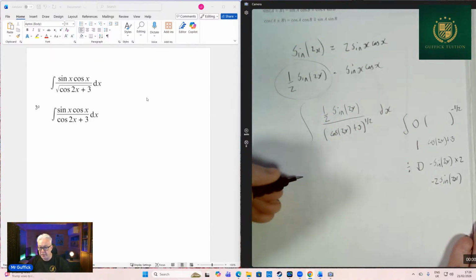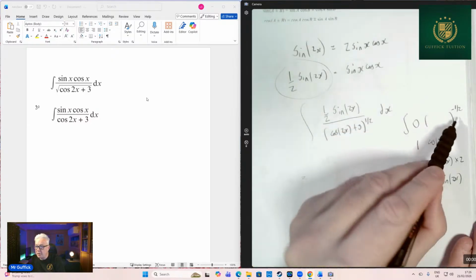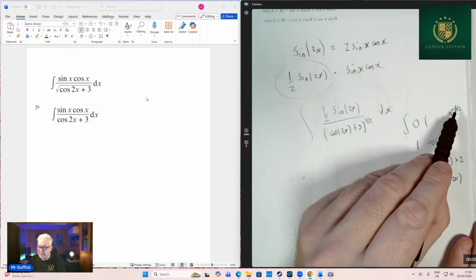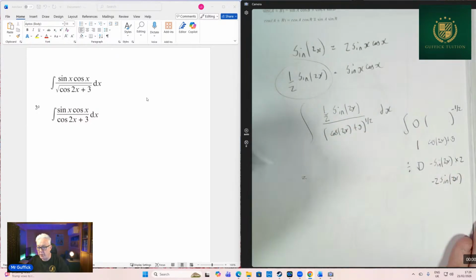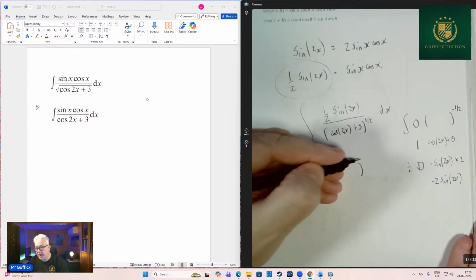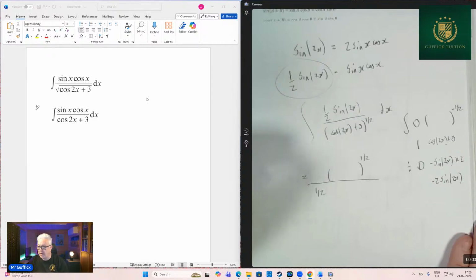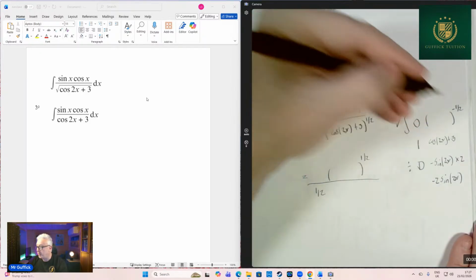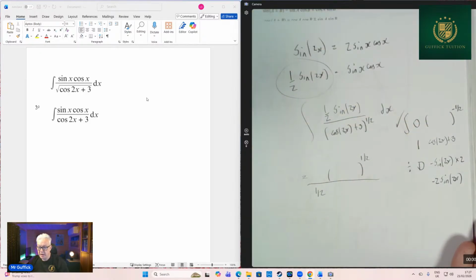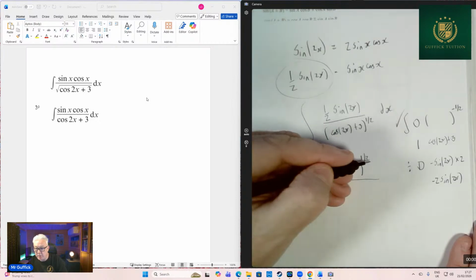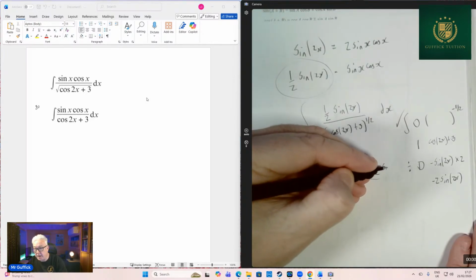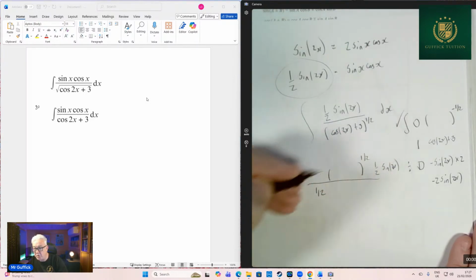So let's see how that applies to this question here. When I integrate this, I'm going to raise the power by 1 and divide by the new power. So it's going to be something to the half, and I'm going to divide by a half. Okay, so I've raised the power by 1 and I've divided by the new power. And I've still got here a half sine 2x in the numerator.